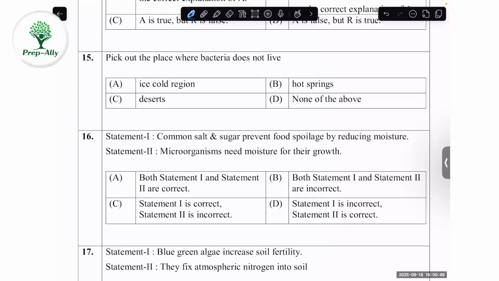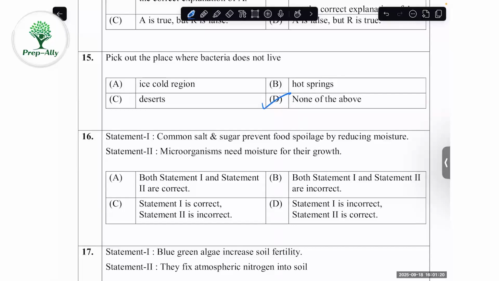But if you take bacteria, they don't have any restrictions. They don't have any specification. They live in any environment. They can live on your hands, they can live in your ears. Even now you're holding a pen, so they will be living there, in your notebook, etc. So it lives anywhere. That's why I've given ice cold region, hot springs, deserts, none of the above. So the answer will be none of the above.